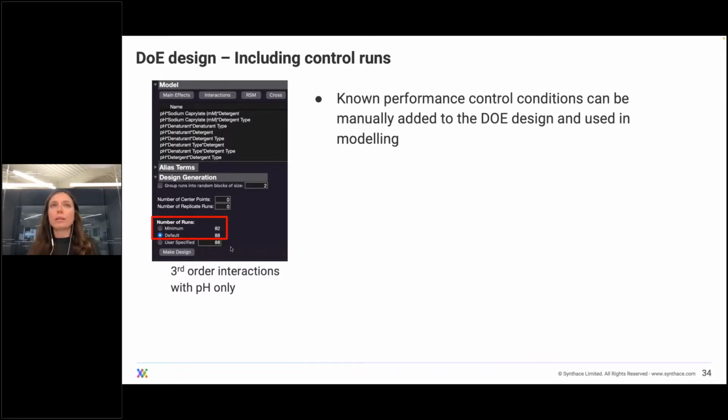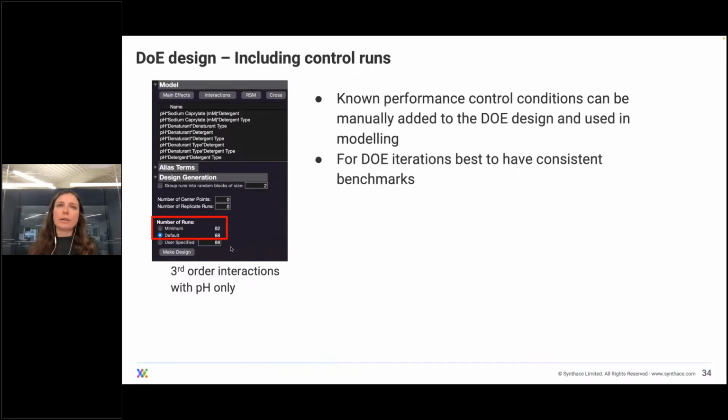And what's more, you can actually manually add these conditions to your DOE design and then use it later for modeling. Additionally, having these types of controls is really essential for when you're performing DOE iterations, as then you have a consistent benchmark between the different experiments, and you can easily distinguish whether any odd responses you may see are due to DOE implementation or whether one of the factors is off, let's say your reagent. So I really recommend adding those always in.